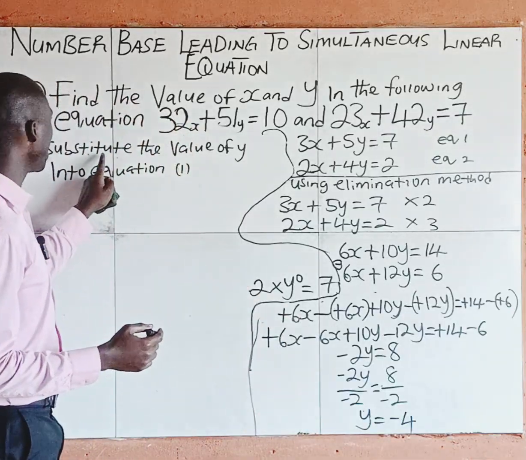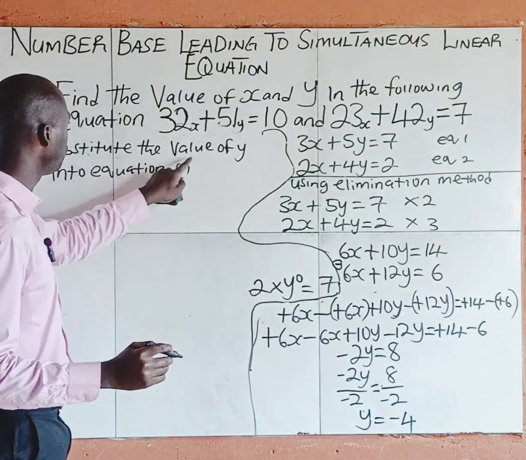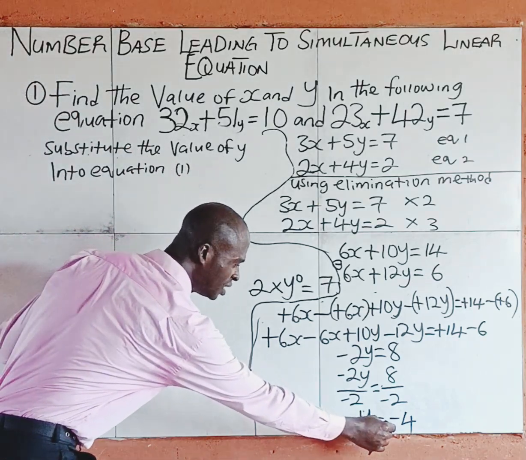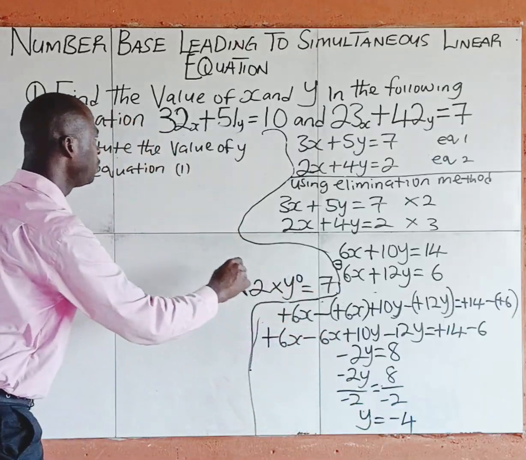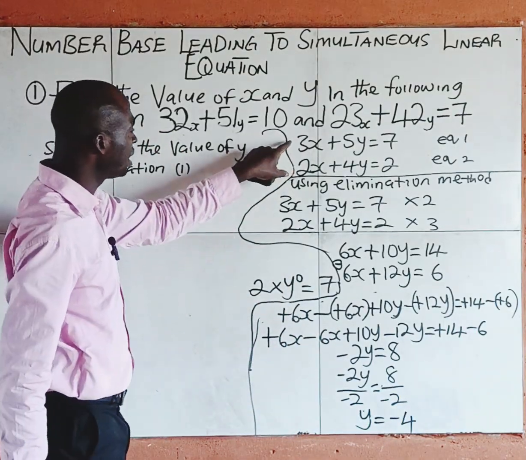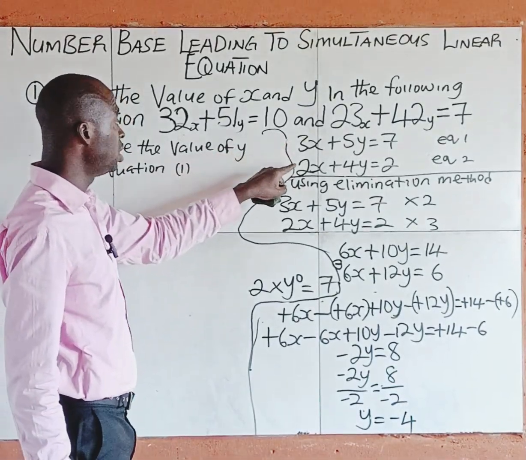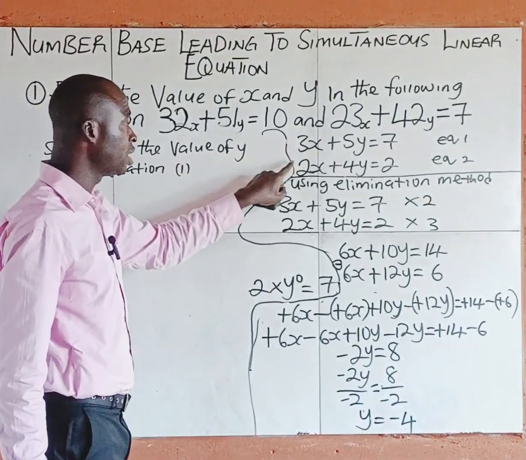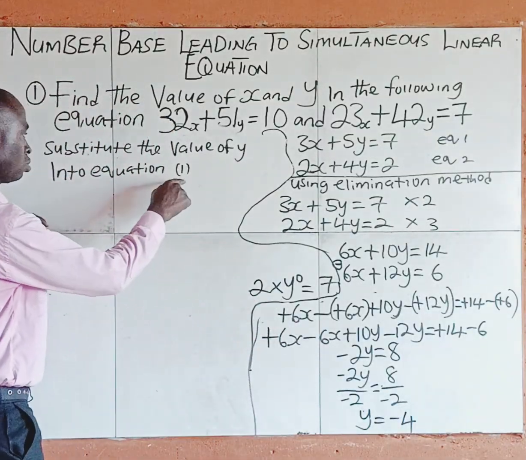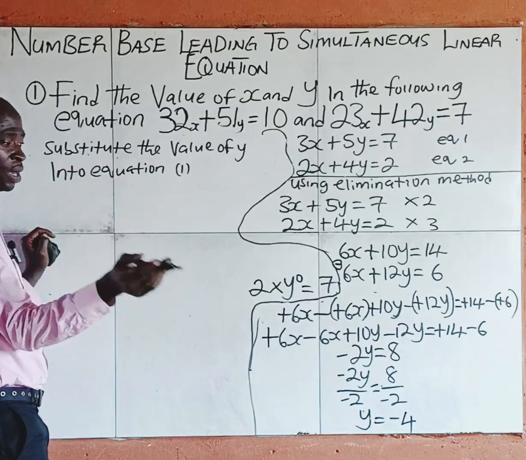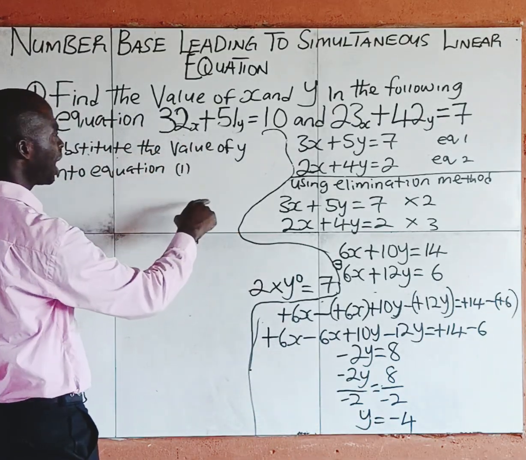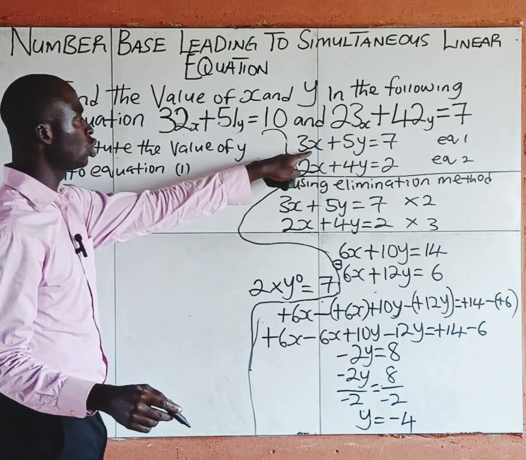What you're simply going to do, you write in your answer booklet, substitute the value of y into equation. What answer did you get as your y? A -4. You are going to put that -4 anywhere you see y in any of the equations. So you can decide to put it in equation 1 or in equation 2. Is that clear? So I will say substitute the value of y into equation, let's say equation 1. And the value of y, remember, is a -4. So anywhere I see y in equation 1, I'm going to place -4.